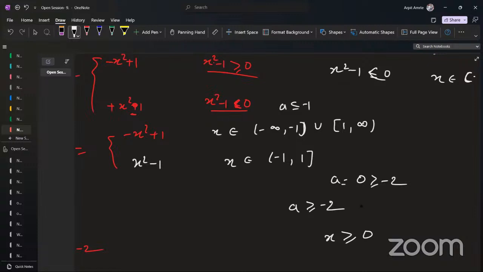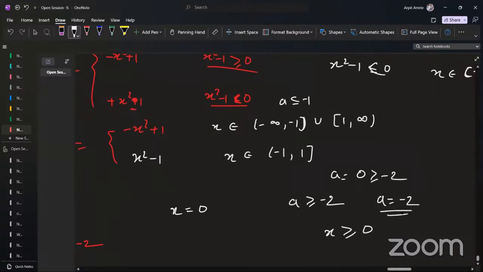We will check now. That is why I am taking x equal to 0. We will start from x equal to 0. If this is 1 for x equal to 0, we will take the larger value. If it is not, then we will check. I know for a equal to minus 2, it is satisfying. That we have to check: for a equal to minus 2, it is satisfying or not. Firstly we will see for a equal to minus 2.